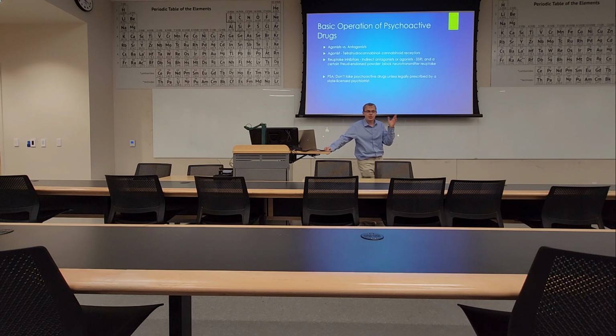You've got your agonists and your antagonists. Agonists cause something to happen. Antagonists work against something happening. An example of an agonist would be tetrahydrocannabinol. Tetrahydrocannabinol binds to cannabinoid receptors, creating a variety of excitatory and inhibitory effects.